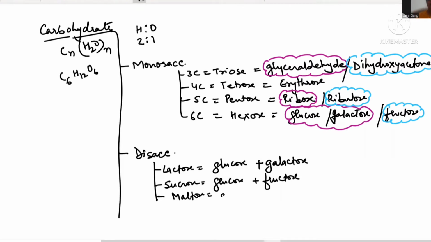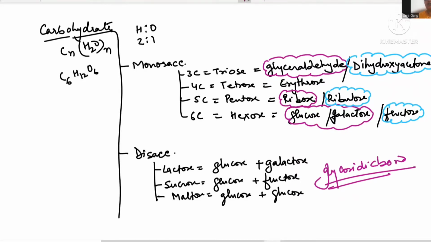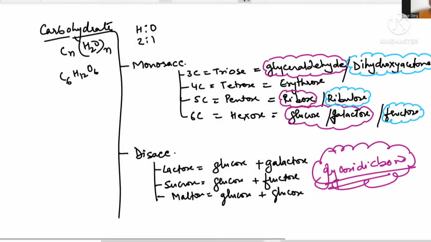So when you combine them to make a disaccharide, obviously a condensation reaction will be there, meaning a water molecule will be liberated. And the bond present between them is the glycosidic bond. So a glycosidic bond will be present between them. Is it clear? So monosaccharides are joined to form a disaccharide or polysaccharide with the help of a glycosidic bond.